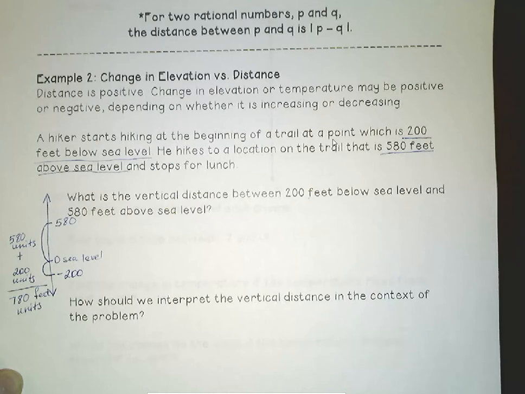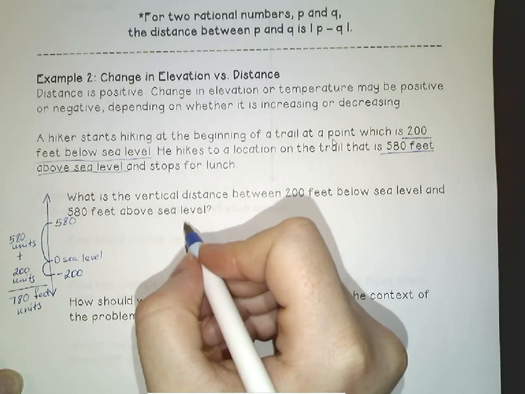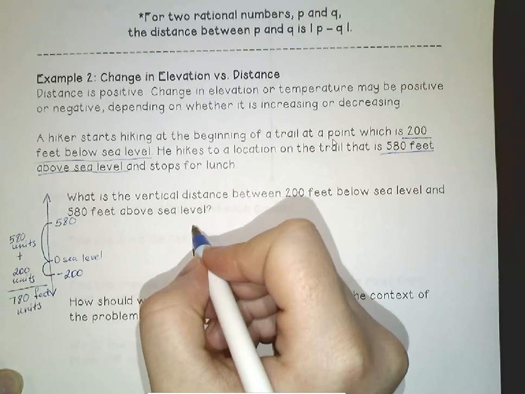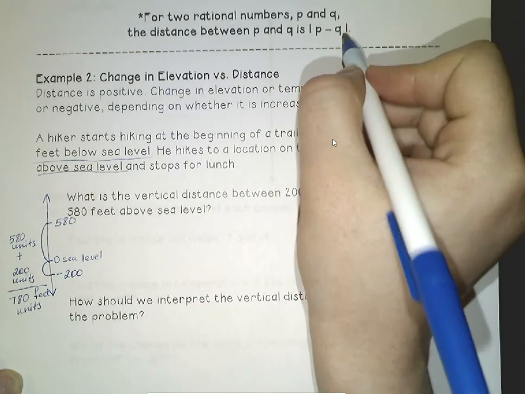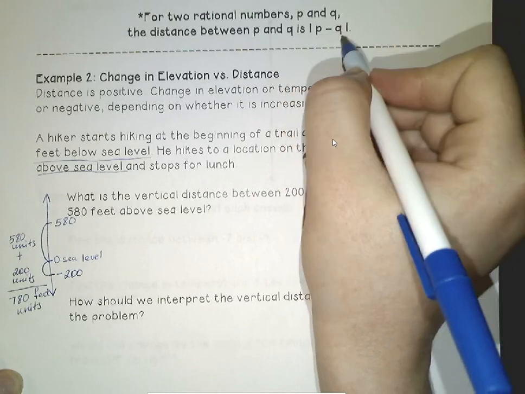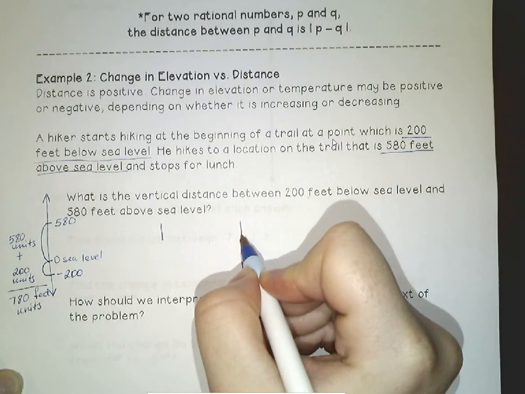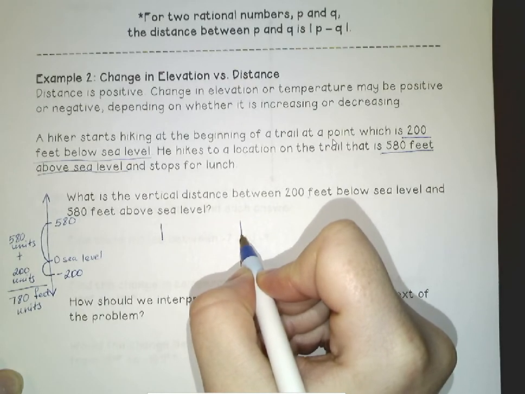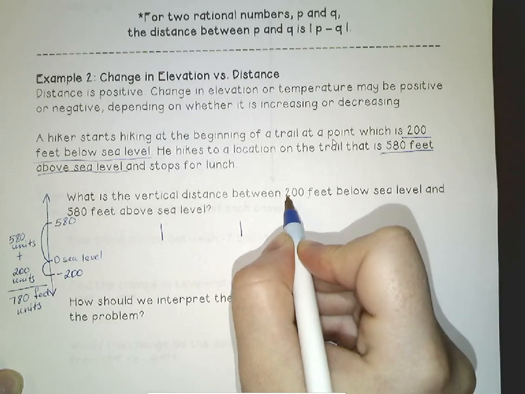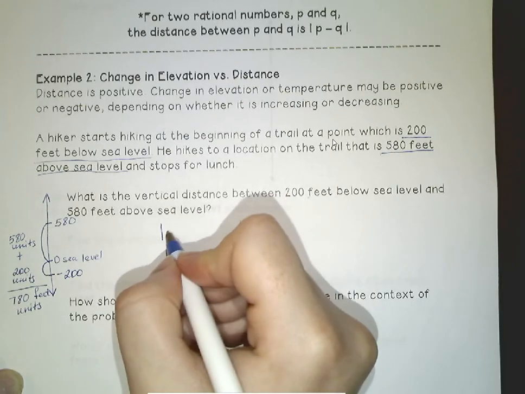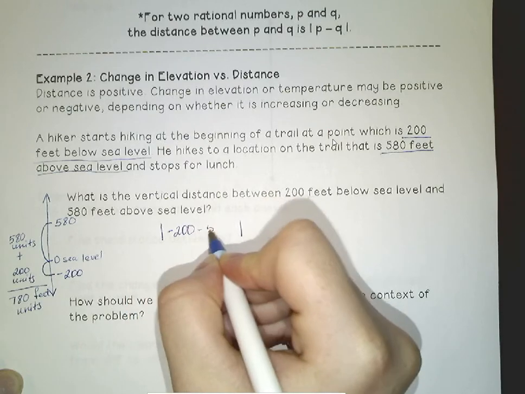We are going to subtract the two numbers. And again, since the order doesn't matter, it doesn't matter what number will go first. Our formula is the absolute value of the difference of the two numbers. So I will draw the absolute value box, and inside the absolute value box, I'm going to subtract two numbers. I'm subtracting negative 200 and 580. Negative 200 minus 580.